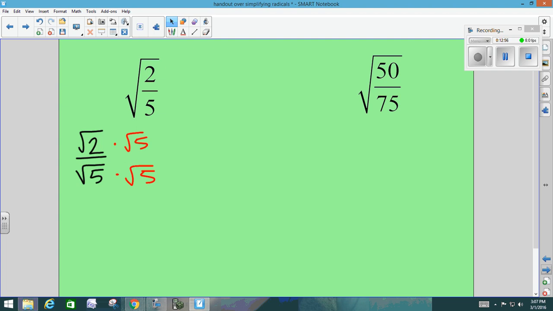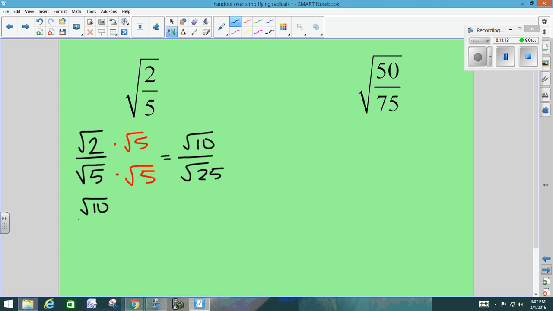In the numerator, we have the square root 2 times the square root of 5. Since they're both under the square root symbol, you can multiply them together, so that becomes the square root of 10. Denominator, square root 5 times square root 5 would be square root of 25, and what's the square root of 25? So then your final answer is square root 10 over 5.